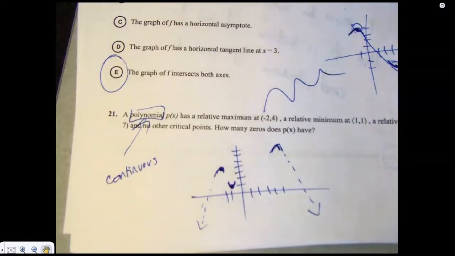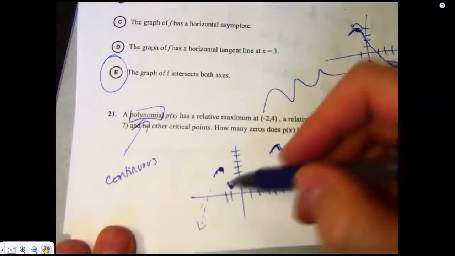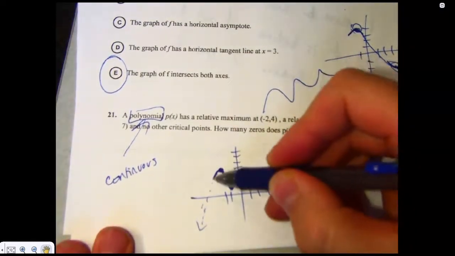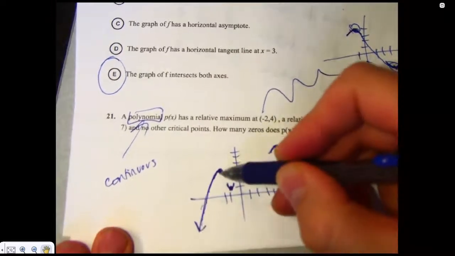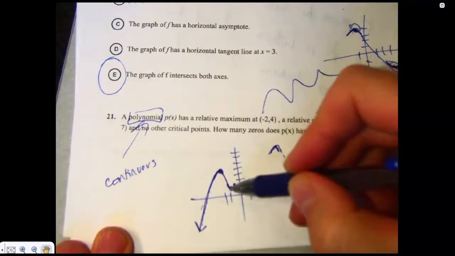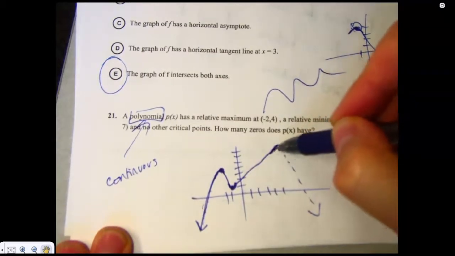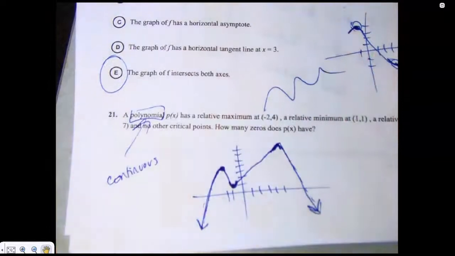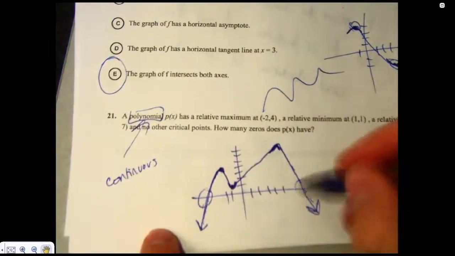How many zeros does it have? So how many times does it cross the x-axis? Well, you got this, and that means it came from there. We go down to this relative min, but then that's a min, so we don't go lower until we get to this max and then go back down. So there's actually only going to be 2 times that it hits the x-axis, there and there.